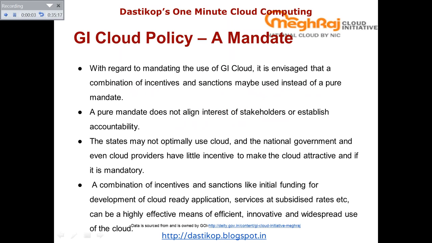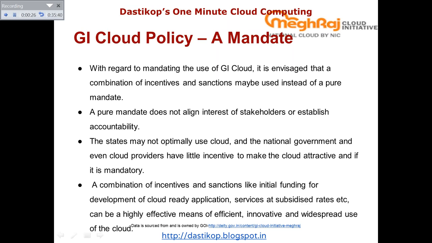Policy mandate: this is at a little abstract level, where the central government will be talking about how to implement and how to mandate. For example, suppose the Indian government decides that they should go for cloud, but one of the states says that we will go with the existing infrastructure or a traditional system. Then how do you give them a mandate? How do you compel them? This is a combination of both incentive and sanctions.